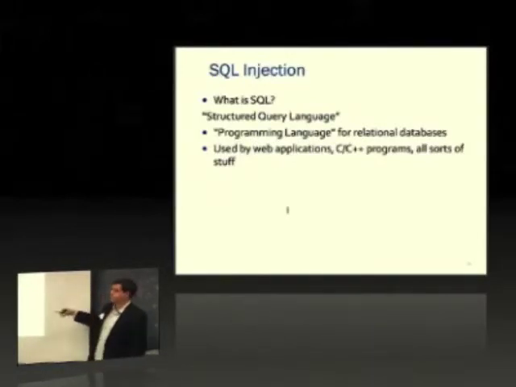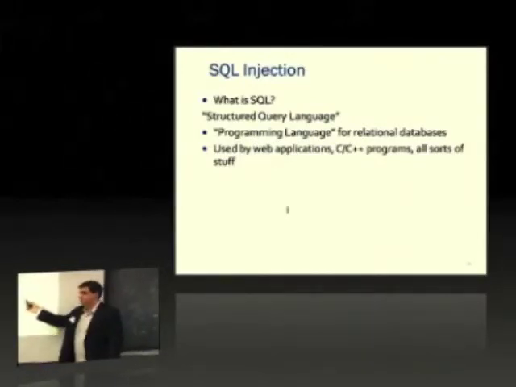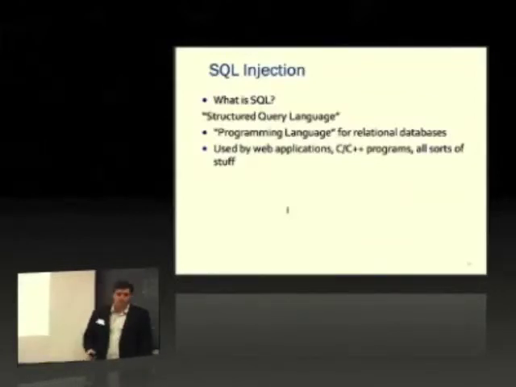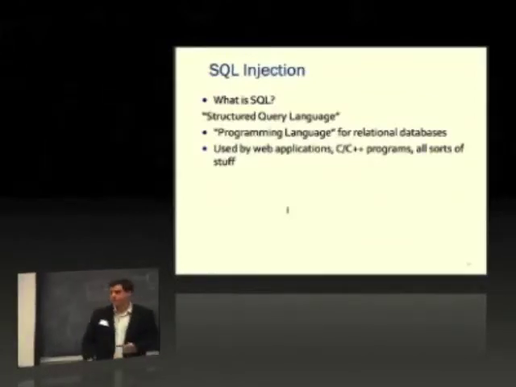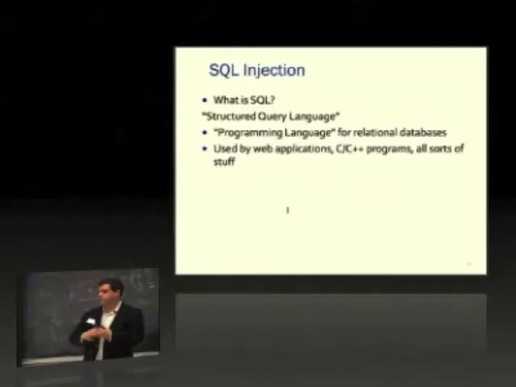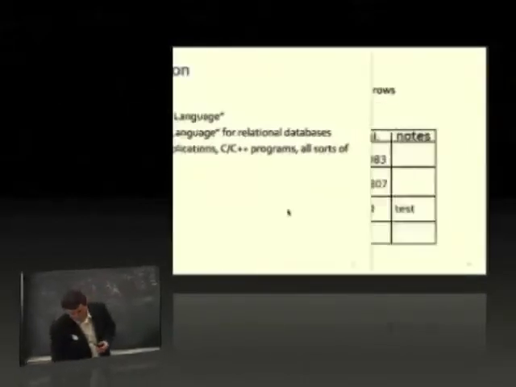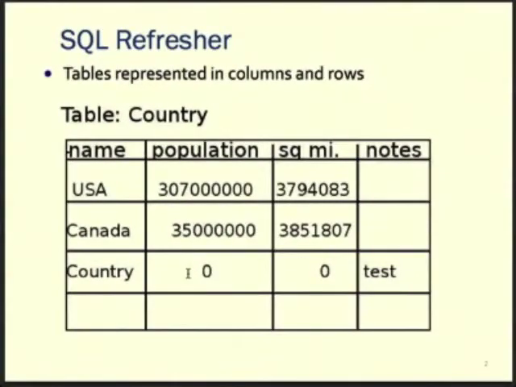SQL, though, is used all over. It's used by C, C++, it's used by web applications, it's used everywhere. It's a very, very popular database language. And so when you find vulnerabilities in it, they're sort of universal and they're very reliable. So how does SQL work?